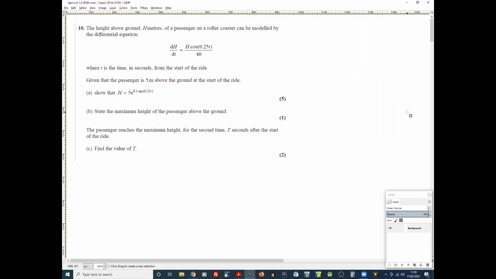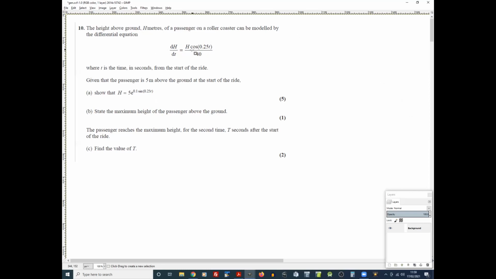It's a differential equation, so we might wonder if we need to solve it. Yeah. And it looks as though h equals that stuff in part A is the solution. So they're saying solve this differential equation. Solve in the sense of solve for h.